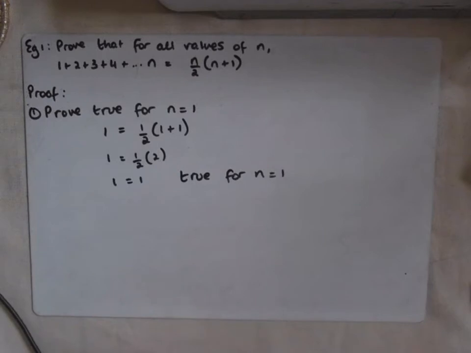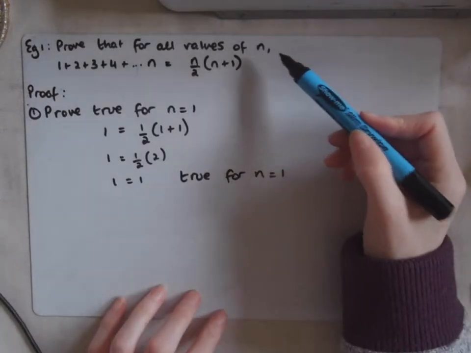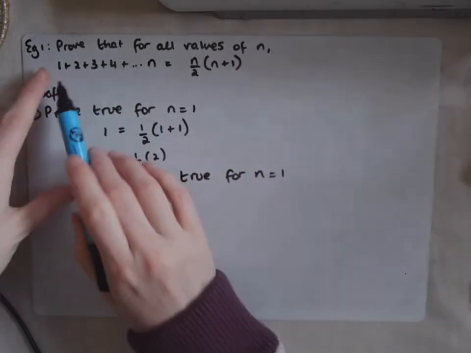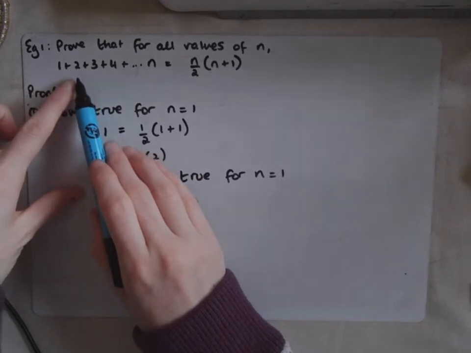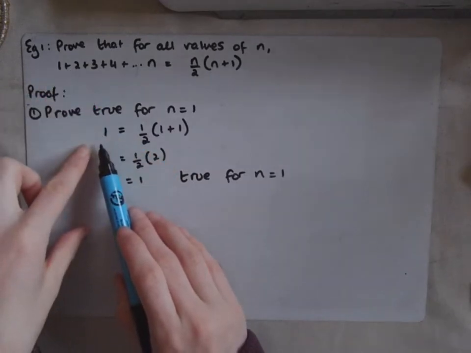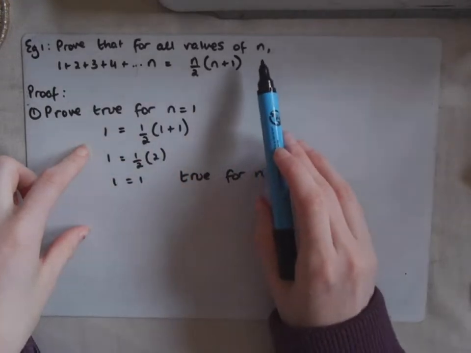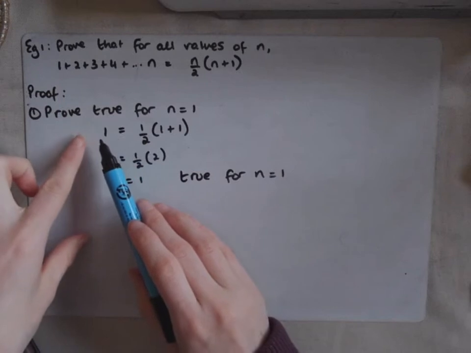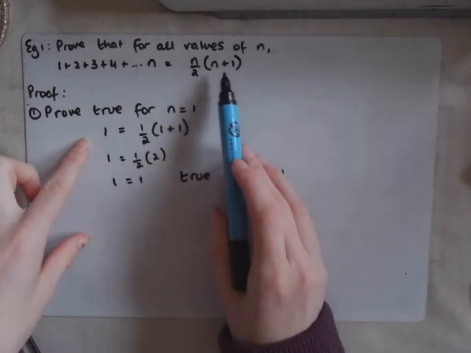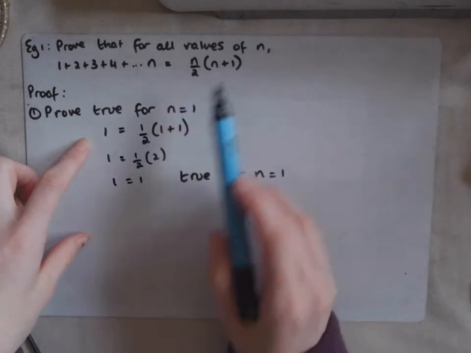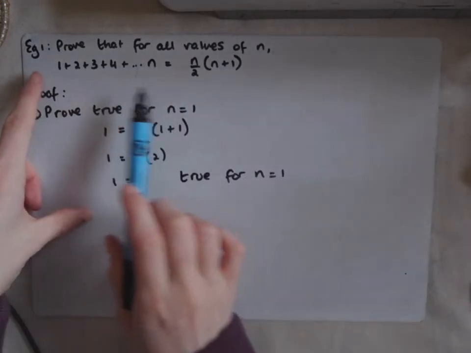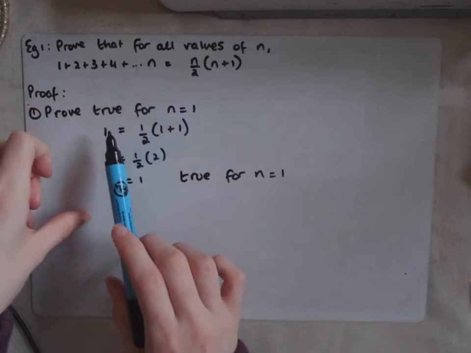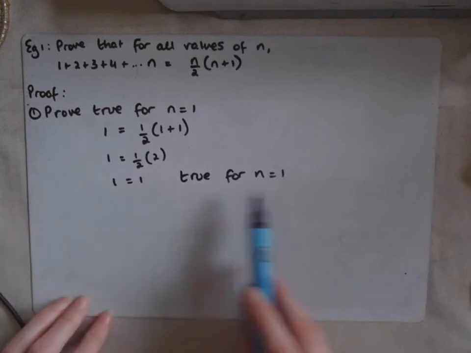If it was prove true for all values of n greater than or equal to 2, you'd have 1 plus 2 on this side. If it was greater than or equal to 3, you'd have 1 plus 2 plus 3 on this side, and then you'd have 3 over 2 bracket 3 plus 1, and you'd be proving that that's true. The only reason I only have a 1 on this side is because I'm adding all these numbers up to 1, which just means I'm just writing down 1. So I've proved it true for n equals 1.